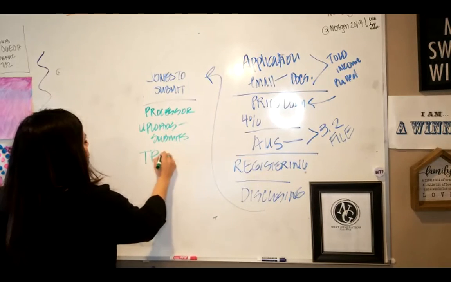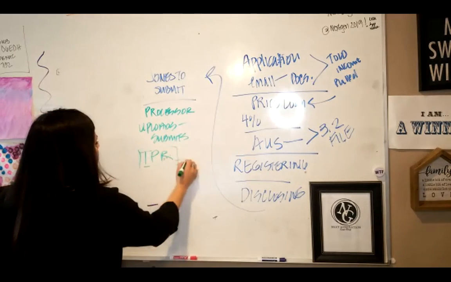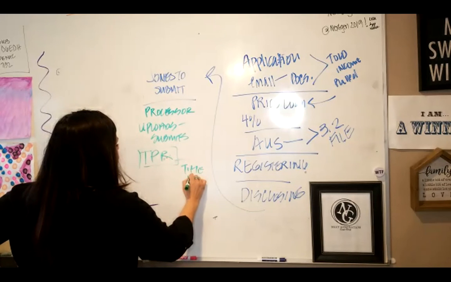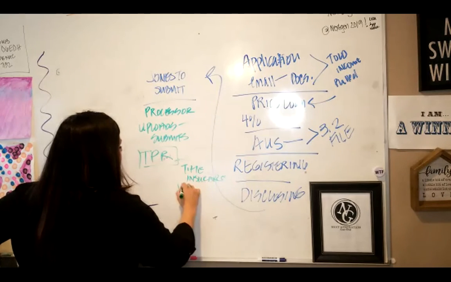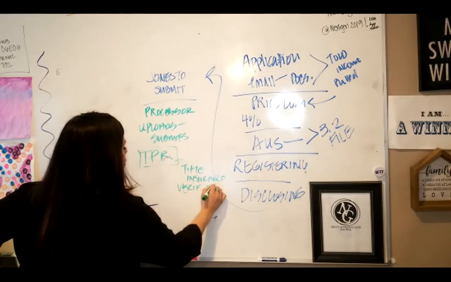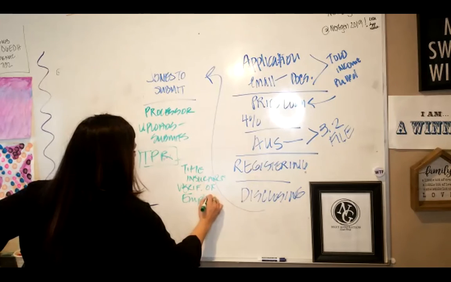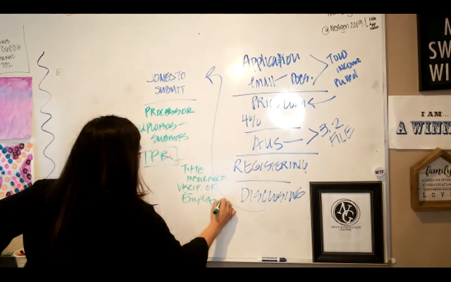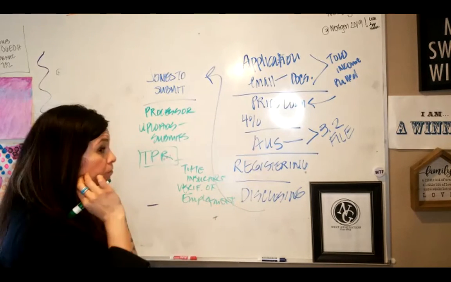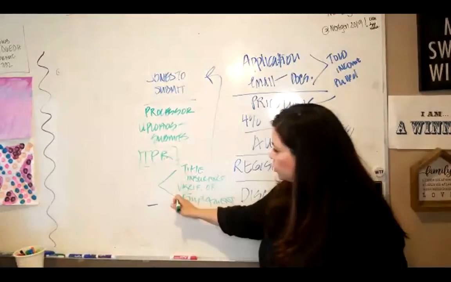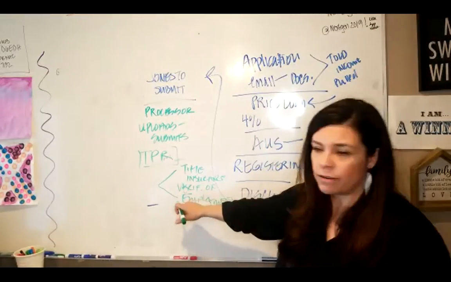and sends out third-party requests, right? Title, insurance, and verifications of employment. You should have all of these back within 2 days.